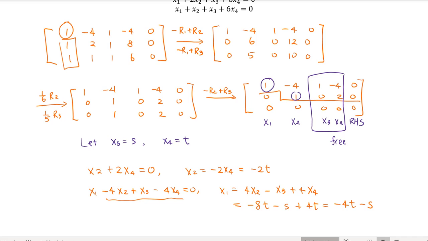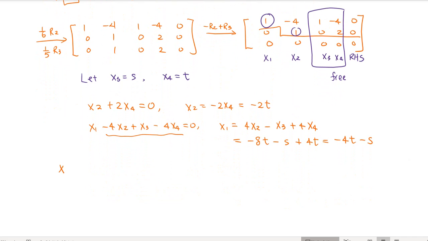Alright, almost there. So what is x? So x is x1, x2, x3, x4, right? x1 is minus 4t minus s. x2 is minus 2t. x3 is s. x4 is t.